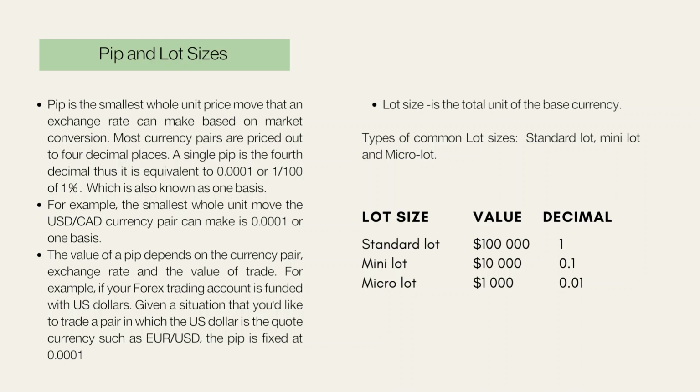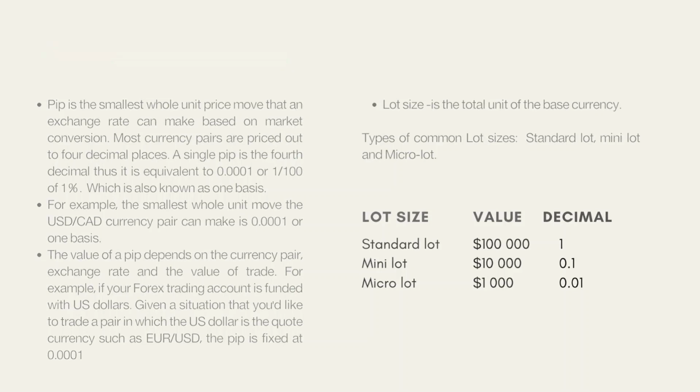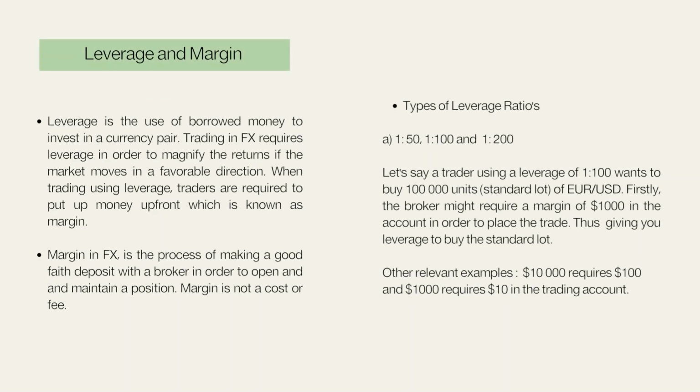In the Forex market, there are three known lot sizes, which is the standard lot, which is equivalent to 100,000 units of the base currency if you want to trade. As highlighted on the table, this will help you understand easily what lot sizes are.